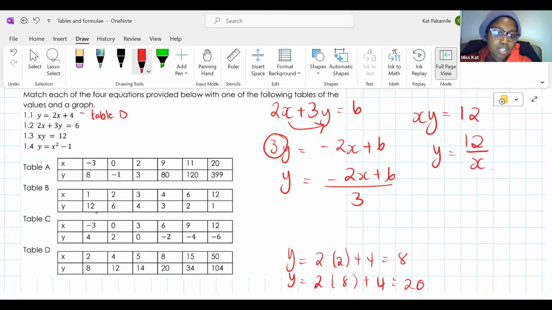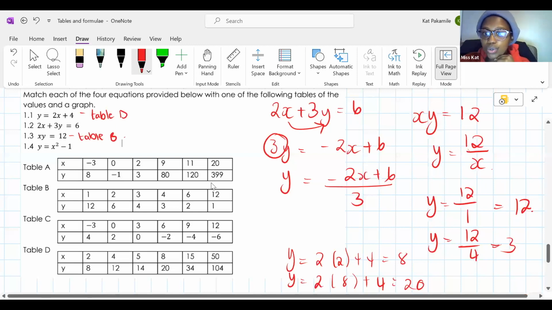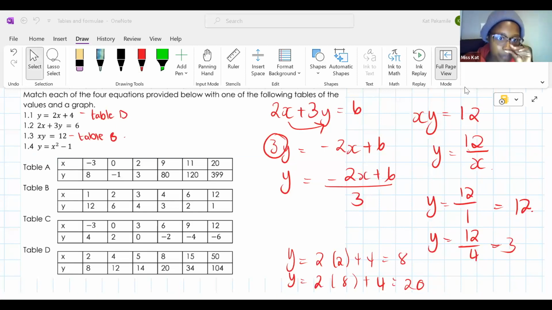Now let's check. You said table B, right? Yes, ma'am. So if I substitute 1, it's going to be 12 over 1, which is indeed 12. If I substitute 4, it's going to be 12 over 4, which is indeed 3. And that is correct. So 1.3 is table B. Thank you very much.